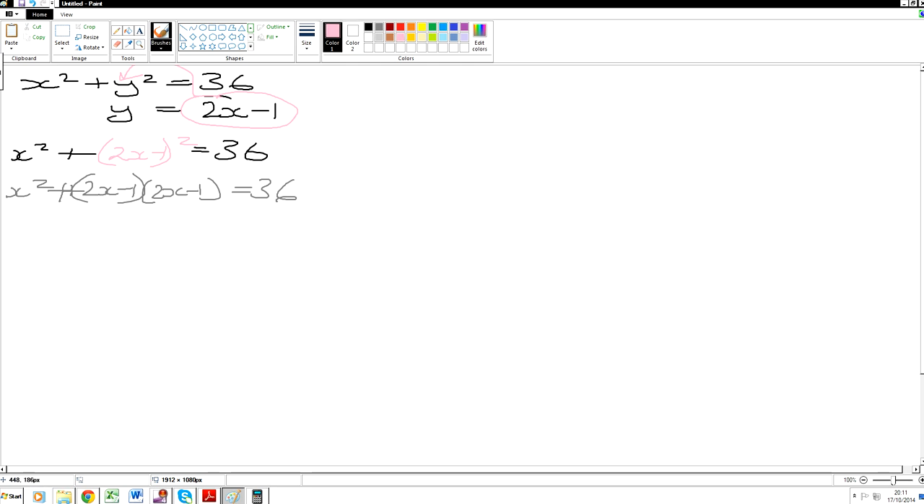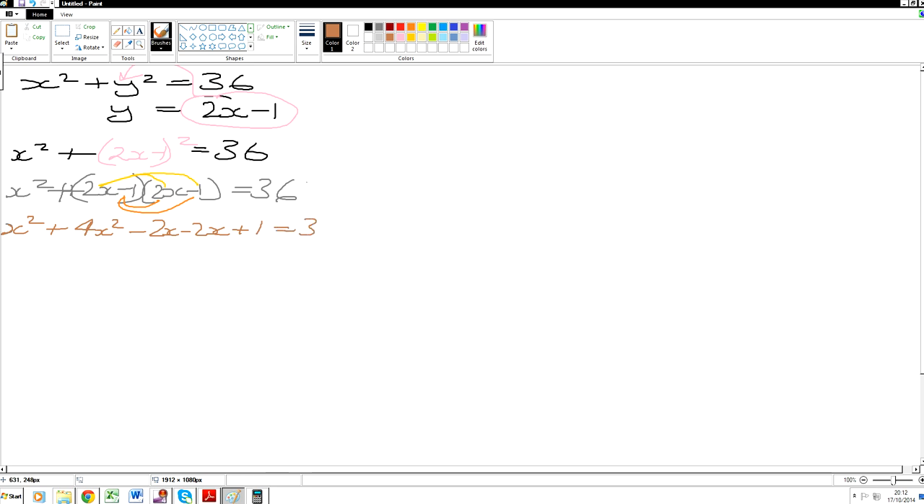Now we need to multiply the brackets. So we have 2x times by 2x and 2x times by minus 1. We have minus 1 times by 2x and minus 1 times by minus 1. So let's multiply them out. So we get now x squared, okay, 2x times by 2x is 4x squared. 2x times by minus 1 is minus 2x. Minus 1 times by 2x is minus 2x. Minus 1 times by minus 1 is plus 1.